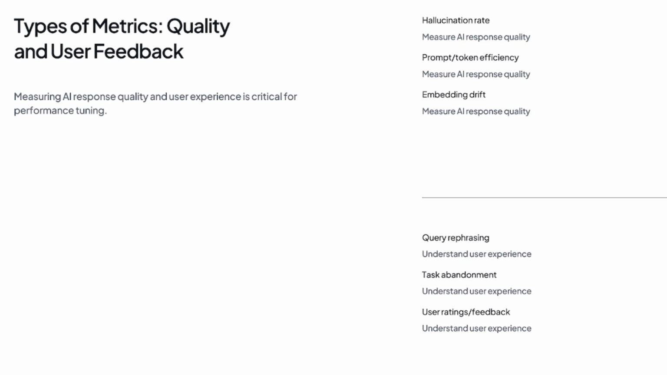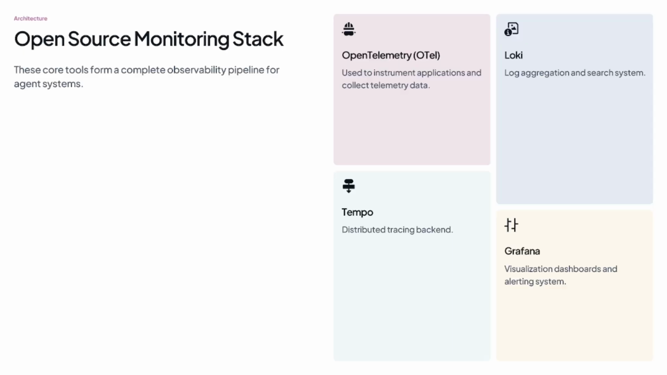Types of metric: quality and user feedback. Under quality and user feedback, you can monitor hallucination rates, prompt and token efficiency, embedding drifts, query rephrasing, task abandonment, and user rating and feedback. So these are what you can monitor under quality and feedback.